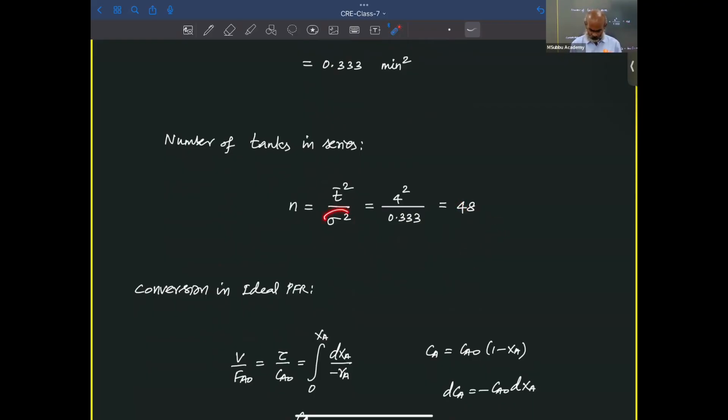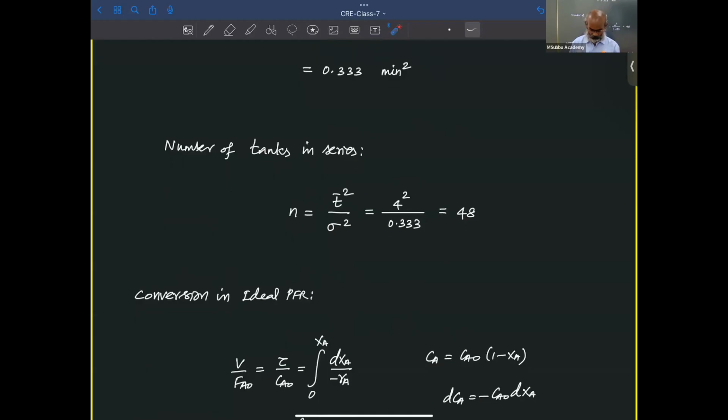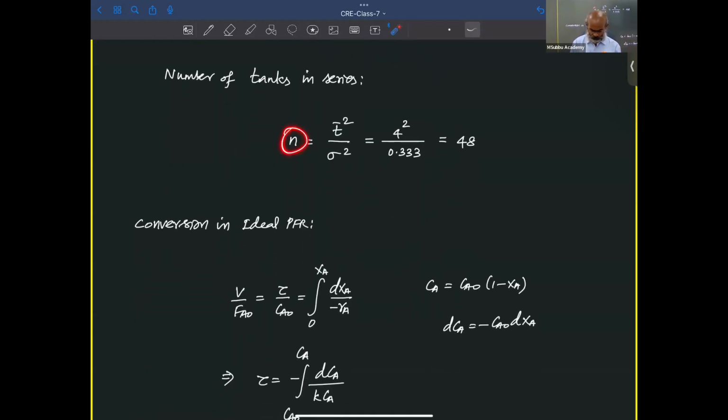Sometimes they can also express this variance in dimensionless form, sigma square by T bar square, which is also called theta square. That is saying the variance in terms of dimensionless units. Otherwise, variance has units of minute square, that is, time square. So always the number of tanks in series is inversely proportional to variance.